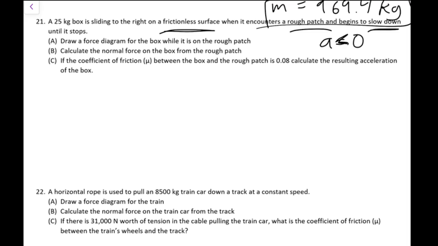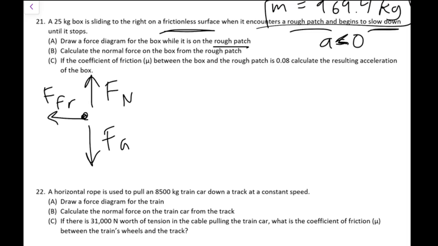Draw a force diagram for the box while it is on the rough patch. Rough patch means we have friction. So it's on the ground, so we have friction slowing it down. It's on the ground, which means we have a normal force pushing it up, and we have its weight pulling it down, 3 forces.